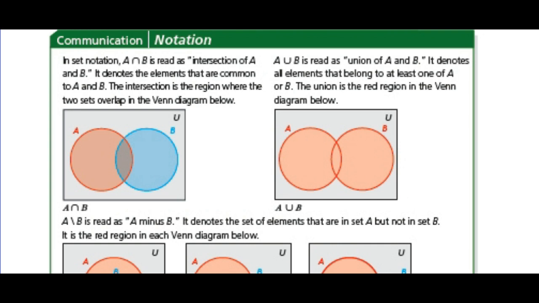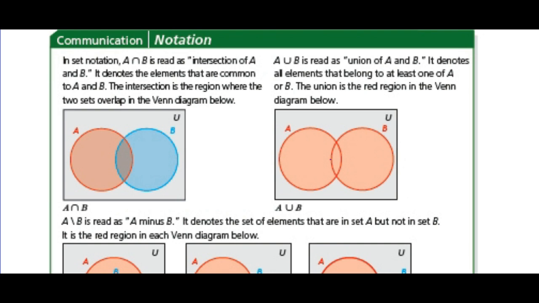A union B. So this is how you remember union. It looks like a U. Okay? It's not really the letter U. It just looks like a U. It is read as the union of A and B. It denotes all elements that belong to at least one of A or B. So it's in A or B or both. To count it, you just add up the 3 numbers, right? That's the easiest way to do this.